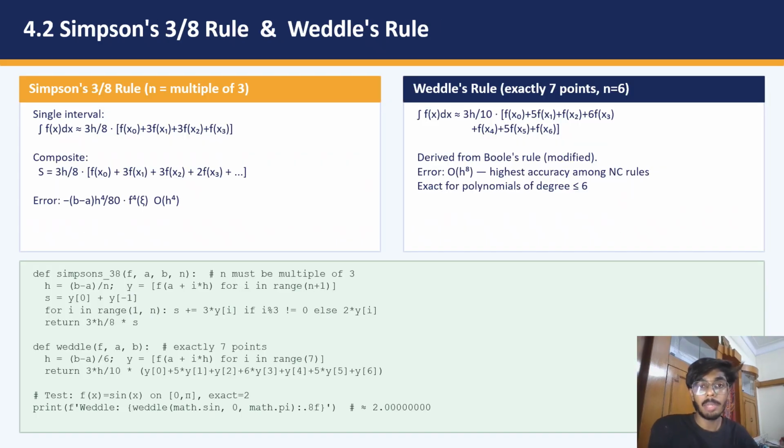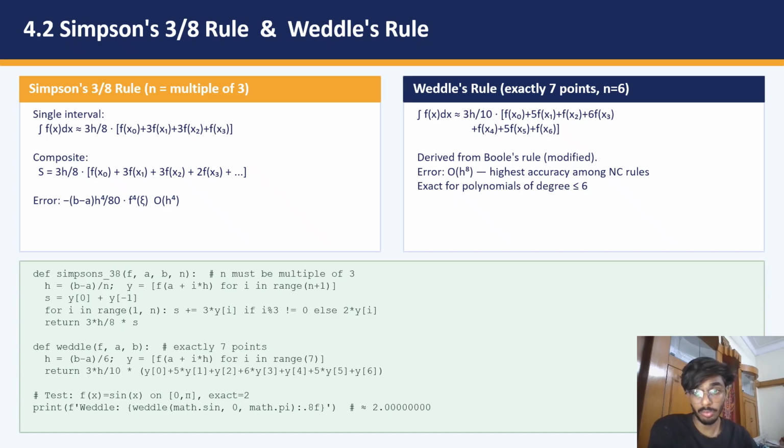Then we have Simpson's 3 by 8 rule and Weddle's rule. Simpson's 3 by 8 rule is used when our interval is divided into multiples of 3. For a single interval, we use the formula 3h by 8, f of x0 plus 3 f of 1, f of 2, f of 3, and so on, and it is composite. The error is respectively given.